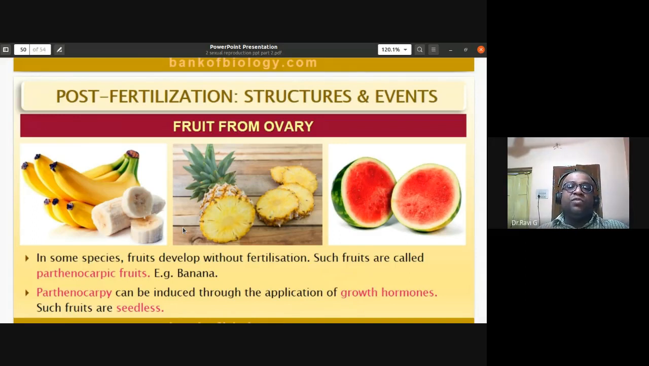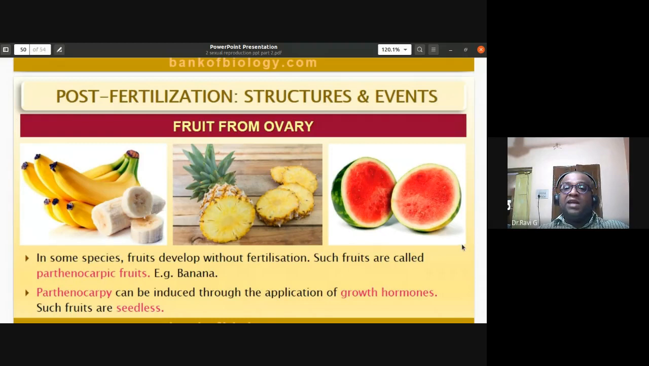In some species, the fruits are formed without fertilization. Example, banana is a naturally occurring parthenocarpic berry. They might ask you during examination: give an example for naturally occurring parthenocarpic berry. The example is banana. So parthenocarpy can be induced by the application of growth hormones like auxins and gibberellins. If you spray them onto the flowers, you get seedless varieties.